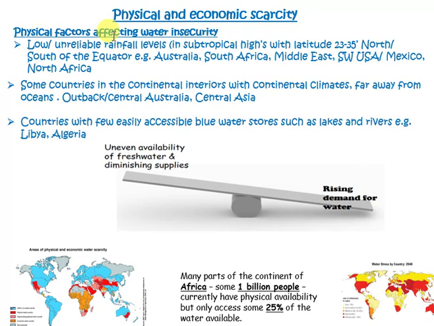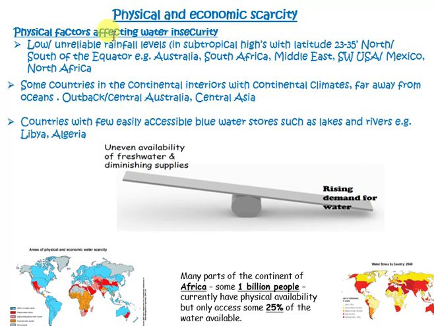Naturally, they're just desert environments. Parts of Mexico, North Africa in particular, and we'll have a look at these on a map. But these are all places or regions in the subtropics where there's just a lack of rainfall naturally.